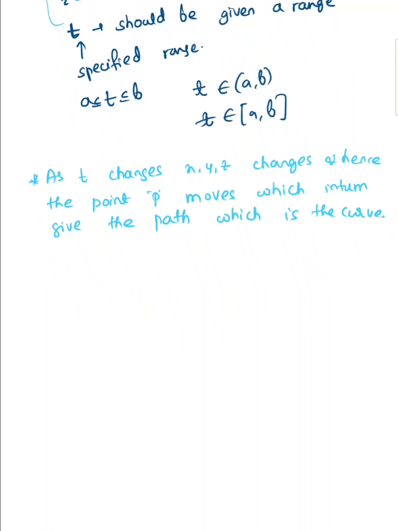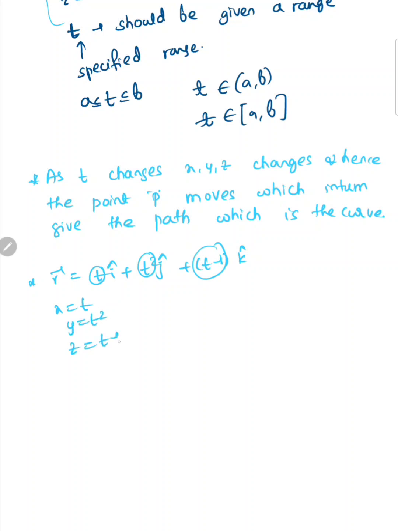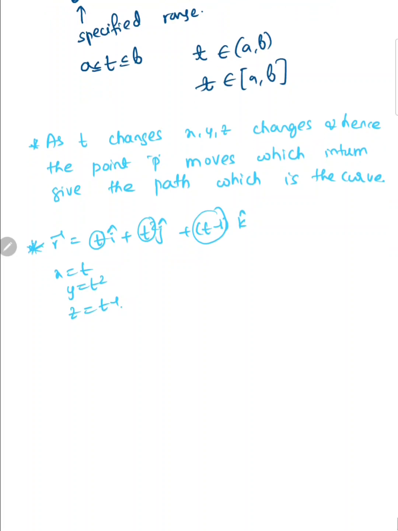Let's see one example. r is given by t i plus t square j plus (t minus 1) k. So this is a curve in E3 because it is depending on a single parameter t, and the corresponding coordinate functions are all single valued and continuous. So this is a curve. Here the parametric equations are x is equal to t, y is equal to t square and z is equal to t minus 1.